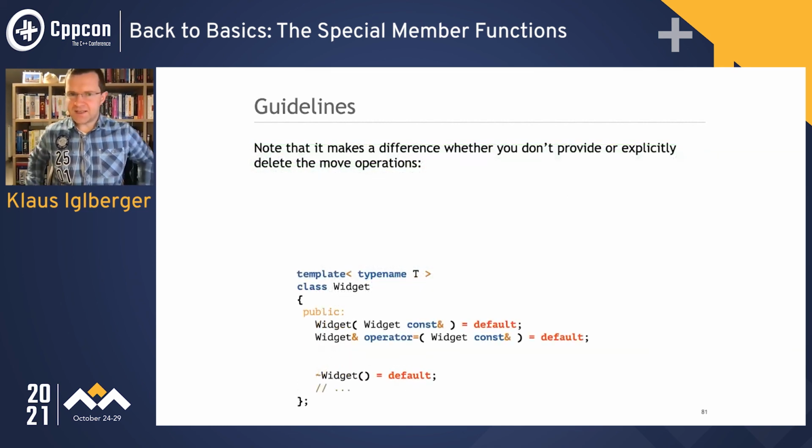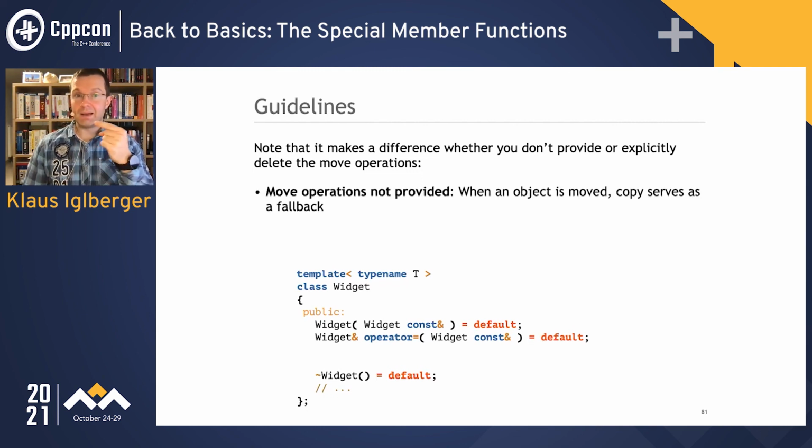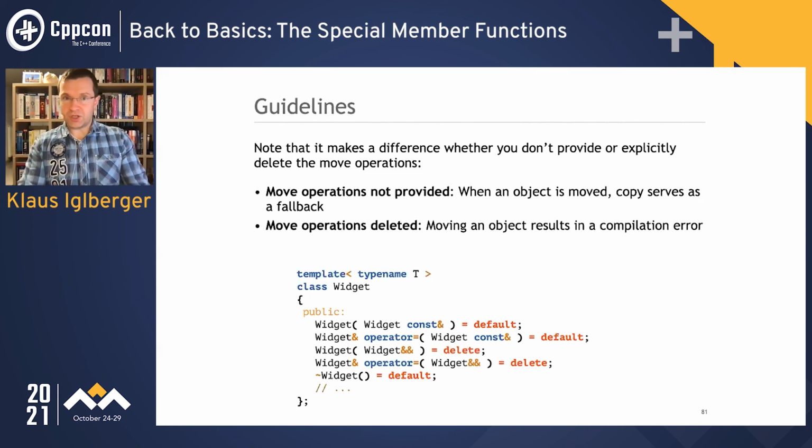Okay, and I've said that sometimes the rule of 3 may actually still make sense. Sometimes, indeed, like in this class, I might have no move operations. That actually has a special meaning, because now if you try to move, we are actually falling back to copy. So this object is not movable, but it is copyable. But if you now delete the move operations, if you try to move, you will get a compilation error. And so, interestingly, it indeed does make a difference whether you do not write them or if you delete them. There is a difference. Equal delete says it is there, but it cannot be called.